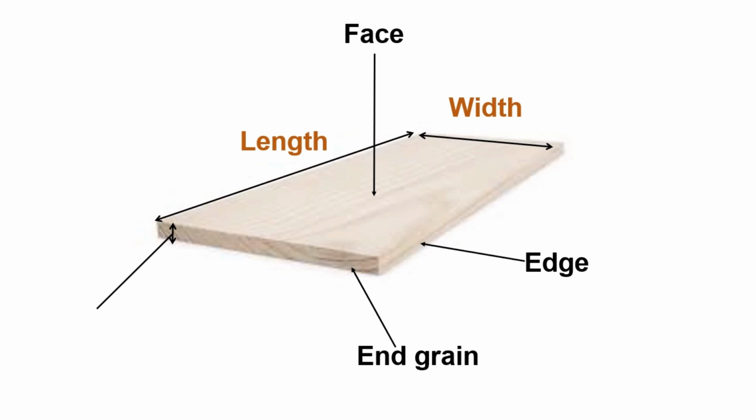And you'll notice the length runs from the end grain to the end grain. And the final term you need to remember is thickness. And the thickness runs from the bottom face of the board to the top face of the board. So as long as you can remember these 6 terms, you're going to understand the milling process. So now, let's see Fetwell in action.